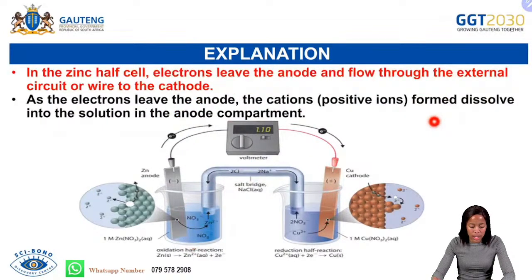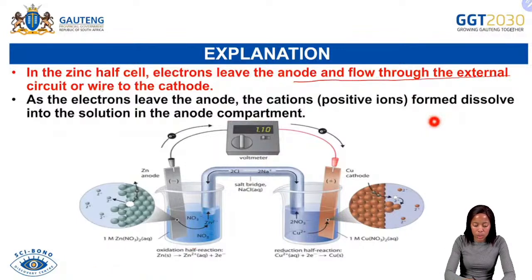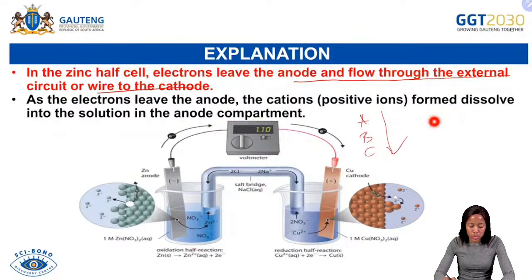Negative charges. Then it says in the zinc half cell, electrons leave the anode and flow through the external circuit or wire to the cathode. So remember we said the flow of electrons, if we use ABC, the flow of electrons is from the anode to the cathode. And it says as the electrons leave the anode, the cations or the positive ions dissolve into the solution in the anode compartment. So we are saying that as there is a movement of electrons, then we are going to have what? We are going to have oxidation half reaction, and then we are also going to have what?